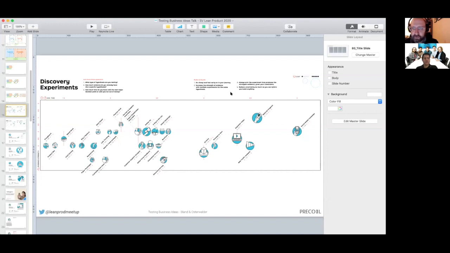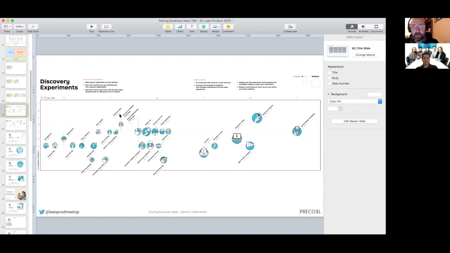So, go cheap and fast early on in your journey, and increase your strength of evidence with multiple experiments for the same hypothesis. Always pick almost like the next best test, so the experiment that produces the strongest evidence given your constraints, and then reduce uncertainty as much as you can before building. Those were the principles we had around discovery.